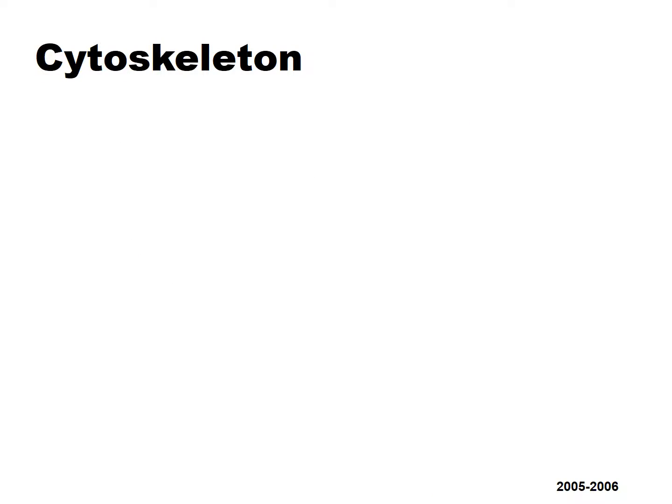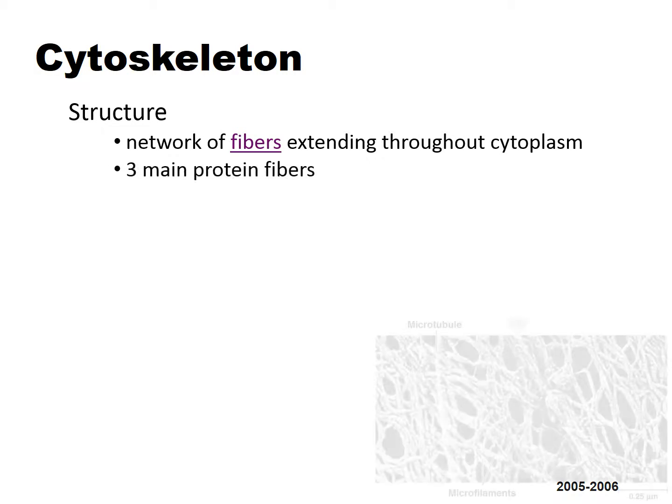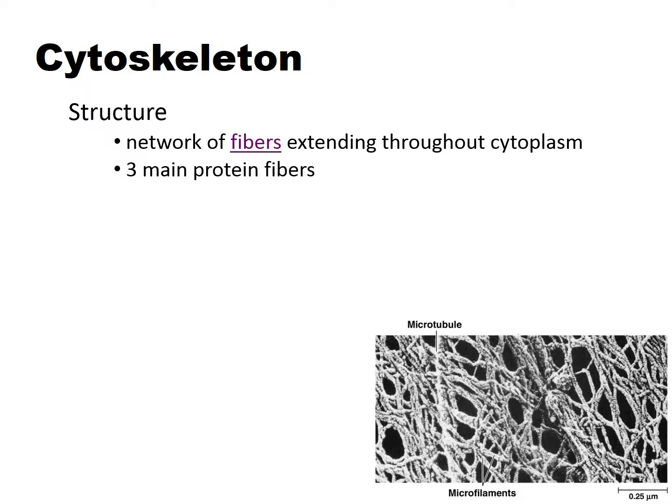The structure of the cytoskeleton involves fibrous proteins extending throughout the cytoplasm. There are three different protein fibers that we should be familiar with. Those are the microtubules, which are the big tubes, the microfilaments, which are the smaller kind of thready bits, and the intermediate filaments, which are the branched guys that really are holding lots of stuff together.